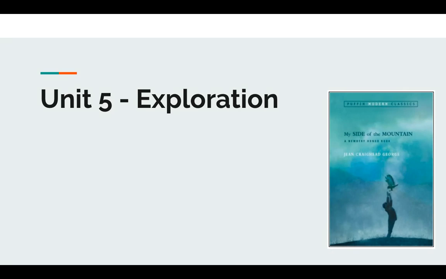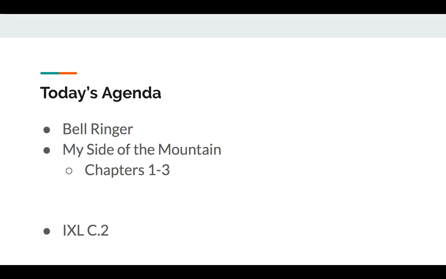Today, we're going to start taking a look at our trade book that you got on that last day of school. We're going to start looking at My Side of the Mountain. So today's agenda is that you are going to be working on your bell ringer. You'll be watching that short video and then answering the question that goes with it. And then we're going to be starting to look at My Side of the Mountain and looking at chapters 1 through 3.